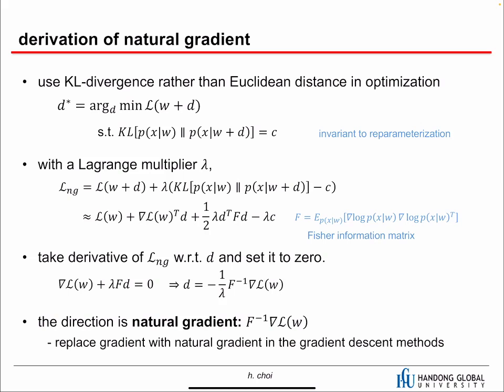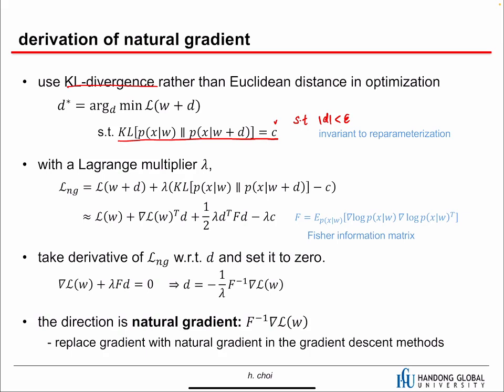Now let's derive the update rule of natural gradient. Instead of using the Euclidean distance, we are going to use KL divergence. This is the only difference compared to the conventional gradient. So we use KL divergence rather than Euclidean distance. In the Euclidean distance, we used such that d is smaller than epsilon. This is what we have in the conventional gradient. But in this natural gradient, we have KL divergence.